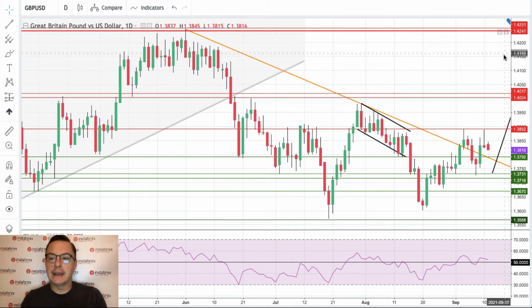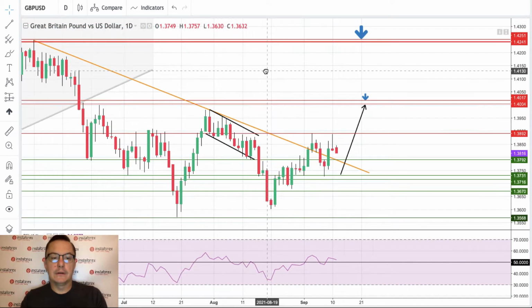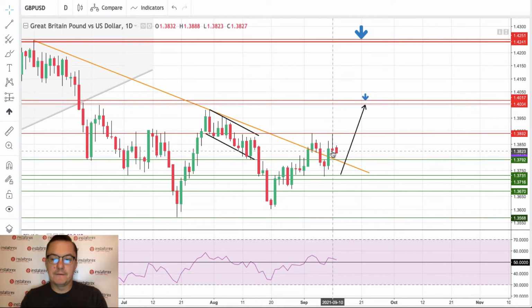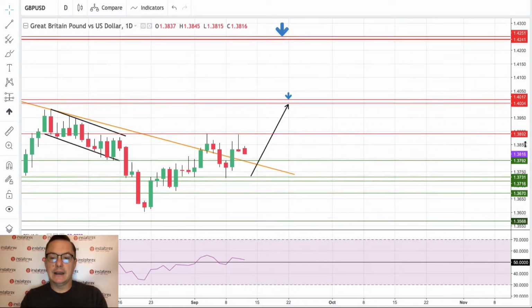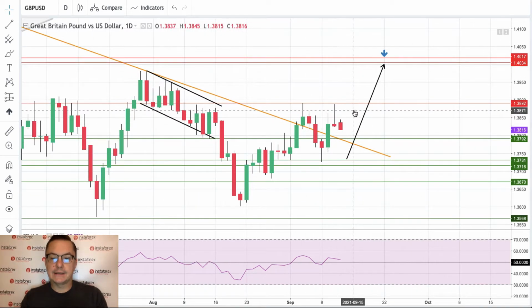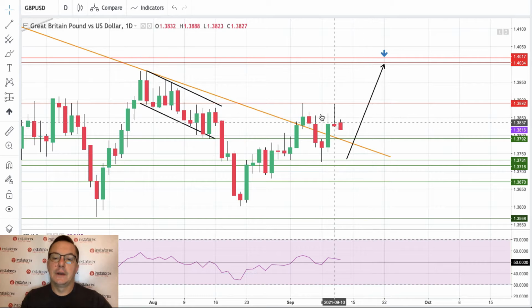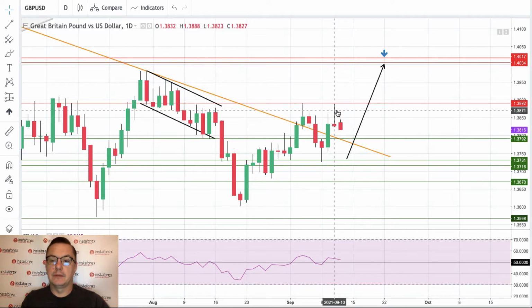Let's start with the cable. British pound to American dollar made a very interesting candle on a daily time frame chart. Let's just zoom in. This candle, as you can see here, has hit the level of 1.3892 almost. The high was 4 pips lower, but the bearish pressure has pushed the prices way below this level, and the market closed a little bit below this open line, which is why this candle is red, and we have a very long upper shadow.